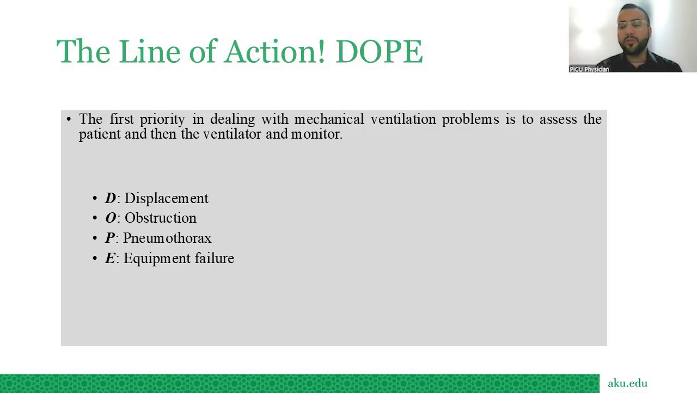Second, you see obstruction. If the tube is in place, then you see if the tube is obstructed or not. If the tube is obstructed, maybe the patient needs a suction. After that the tube is cleared and things are correct again.